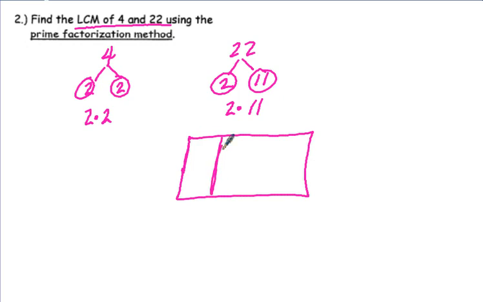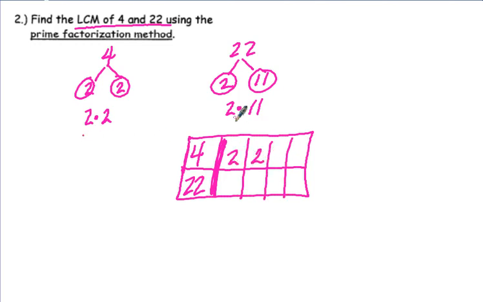I always put a little extra thick line right here so I can tell them apart. So we've got a 4 here. We have 22 here. Now let's put in our prime factors. We have 2 times 2. Over here we have 2 times 11. So the 2 can go right here in the same matching column. The 11 can't go here because it doesn't match, so we'll put the 11 over here.